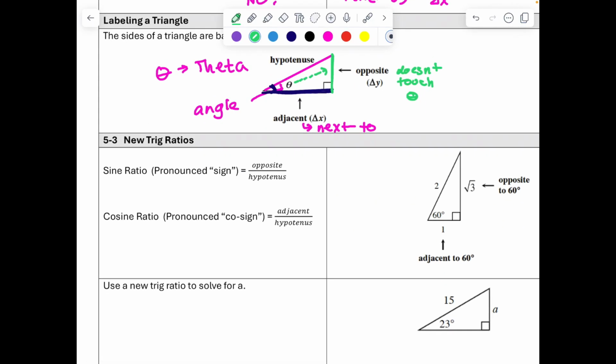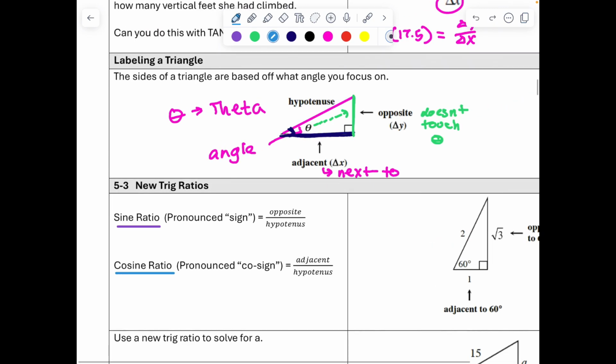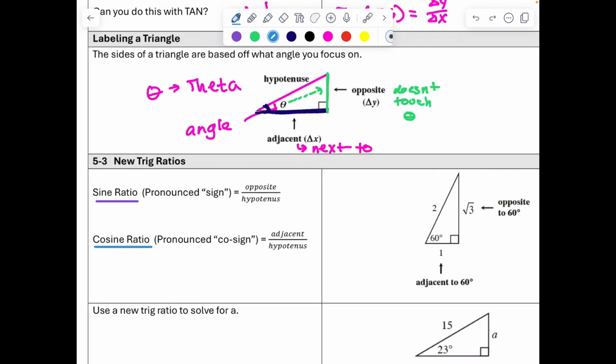So using that information, the sine ratio we're going to use when we are using the opposite side and the hypotenuse. So we don't need the adjacent side. And then the cosine ratio is for when we're using the adjacent side and the hypotenuse side. Okay, that might not make sense at the moment, but we're going to do some problems to show you.